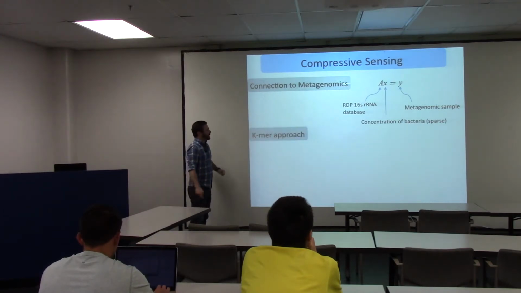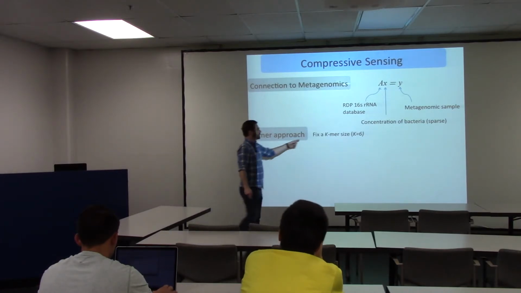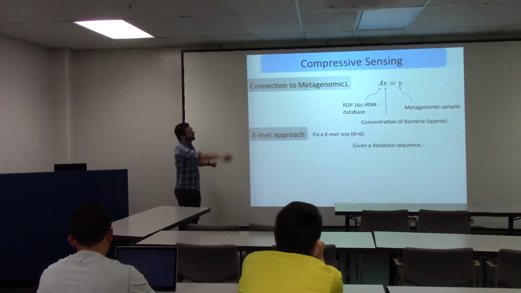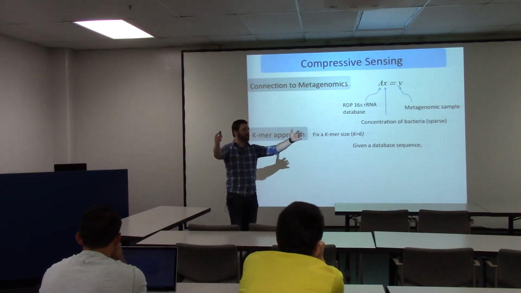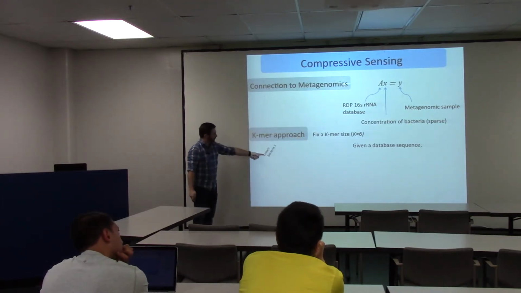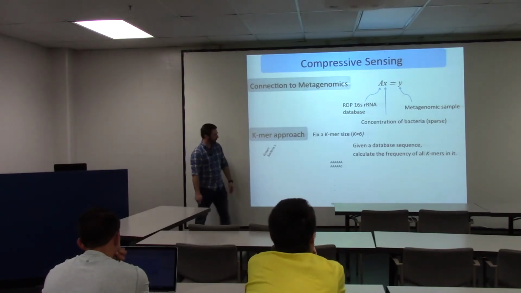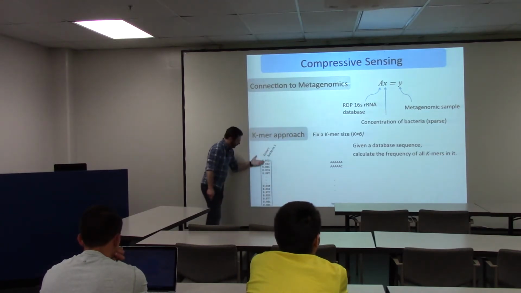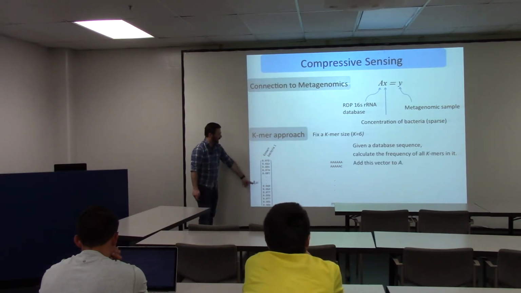The way that we're going to do this is using a k-mer-based approach. So we're going to fix the k-mer size. So A's, C's, T's, and G's of length about 6 here. And then I'm going to tell you how I'm going to construct this A right here. So you go to your Ribosomal Database Project of 16S RNA sequences. You take one of them that belongs to known bacteria number 1, and you calculate the frequency of all the k-mers in it. So you calculate the frequency of AA, all the way down to TTT, and you get a probability vector, and you stick that onto A.